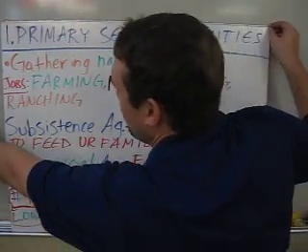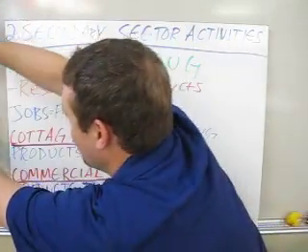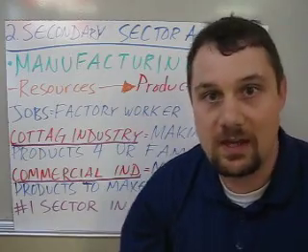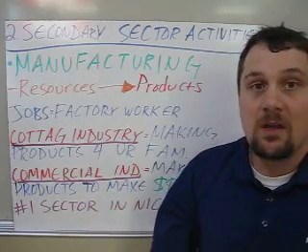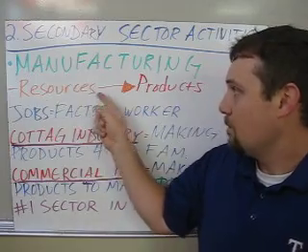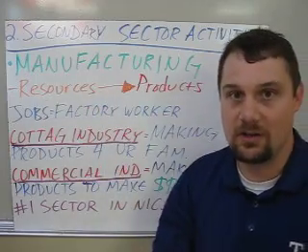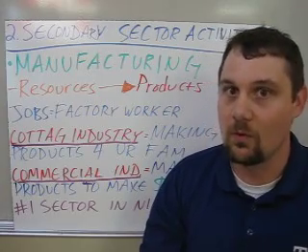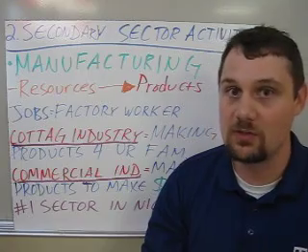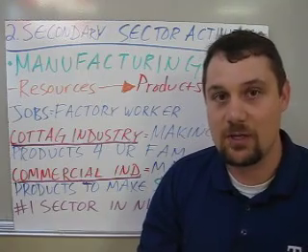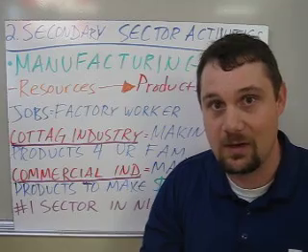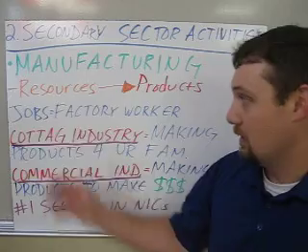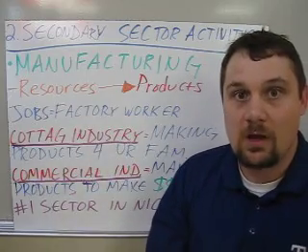Next, we have what is called secondary sector activities, hence the number 2 here, and that is all about manufacturing. It's all about taking natural resources and converting them into finished products that people can use. Because you can cut down a tree and it's really not that useful or valuable, but if you turn that tree into a pencil, you can sell it. If you turn that tree into a really nice chair, you can sell it and make a lot of money. So that's what manufacturing is all about. An example job would be a factory worker.